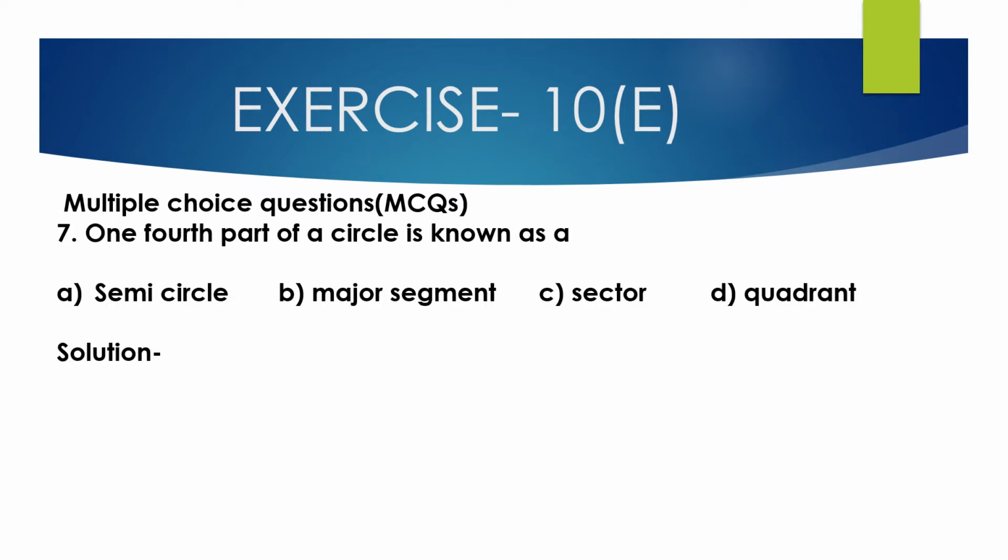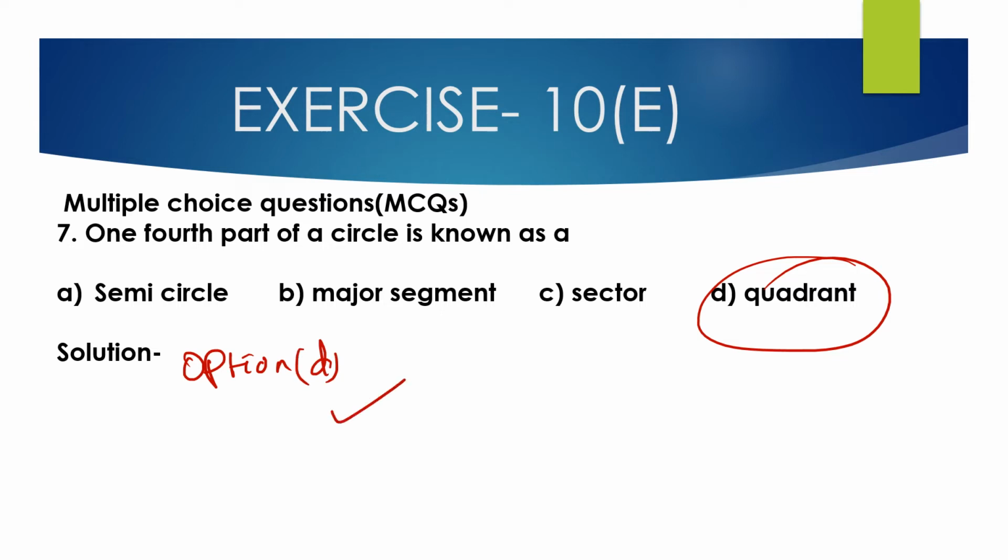Now question number 7. Multiple choice questions. 1/4 part of a circle is known as a, options are semicircle, major segment, sector, and quadrant. 1/4 part of a circle is known as a quadrant. So option D is the correct option.